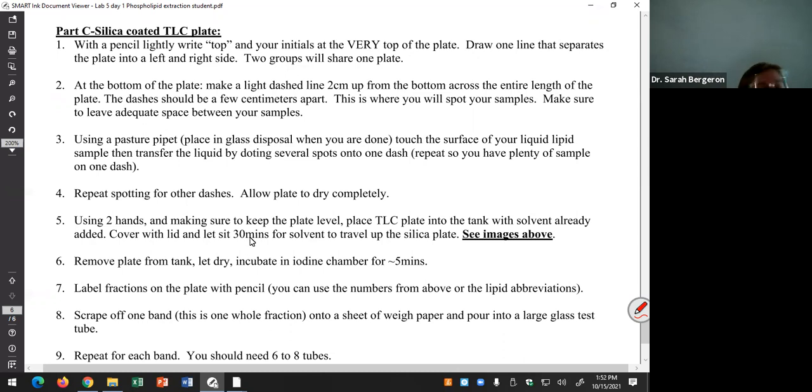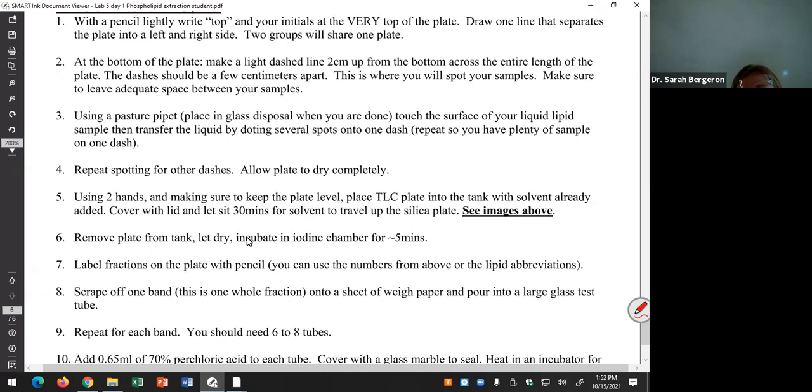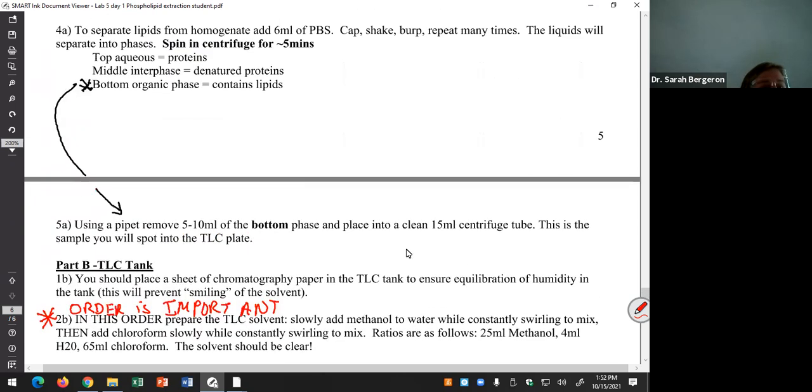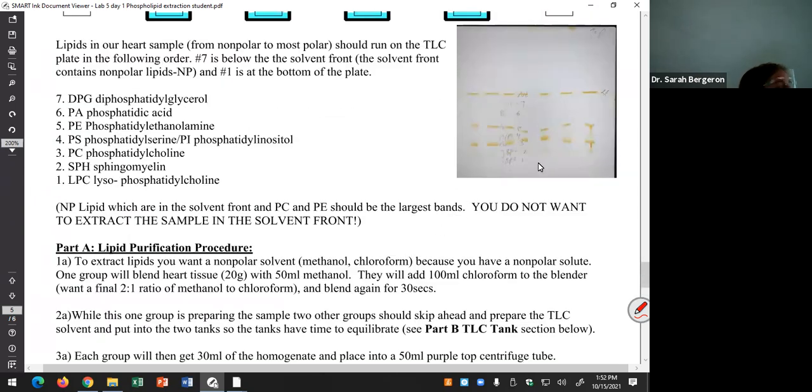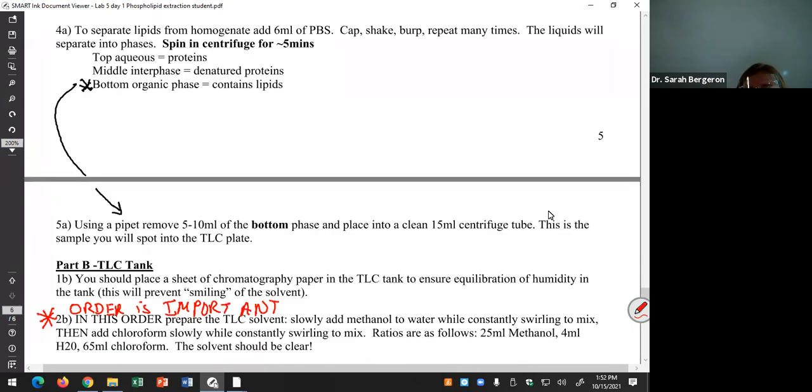You have to stay in lab, but we'll have time. So you remove your plate from the tank, you let it dry, and we're going to incubate it in an iodine chamber for about 5 minutes. And that's where it will turn this beautiful yellow, muddy looking color.